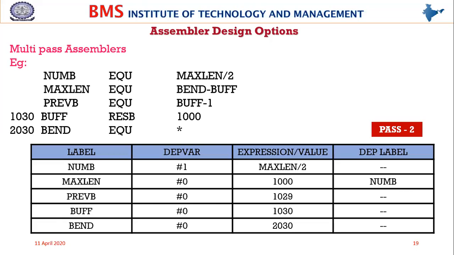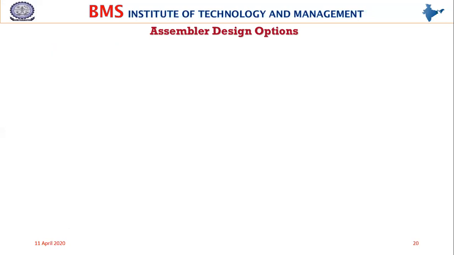Who is that? Max len, because I cannot evaluate numB until max len got evaluated. Max len got evaluated in the second pass. PREVB got evaluated in the second pass. But we need to go one more pass for evaluating numB because it's a transitive dependency. numB depends on max len, which depends on buff and buff end. So for that reason, numB should wait until the max len gets evaluated.